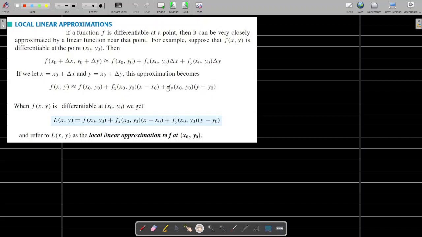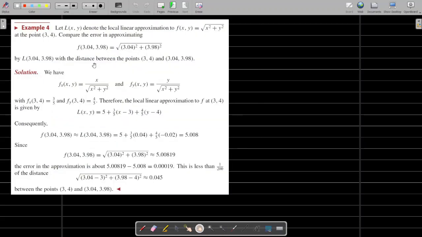So this expression that you see here is called the local linear approximation of f at x naught, y naught. So L of x y is f of x naught, y naught plus fx into x minus x naught plus fy into y minus y naught. That is the local linear approximation of the function f at the point x naught, y naught. And the error in approximating f of x y by L of x y will be less than the distance between the points x naught, y naught and x naught plus delta x, y naught plus delta y. This property we will illustrate in the coming problem.